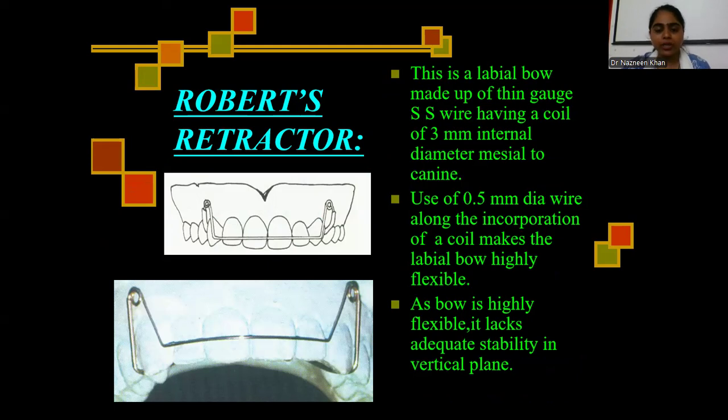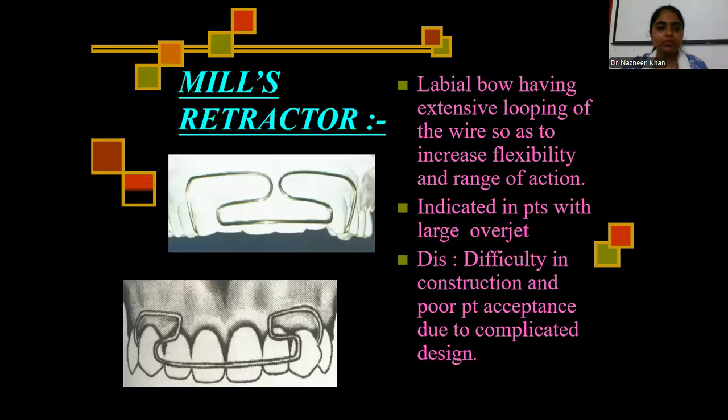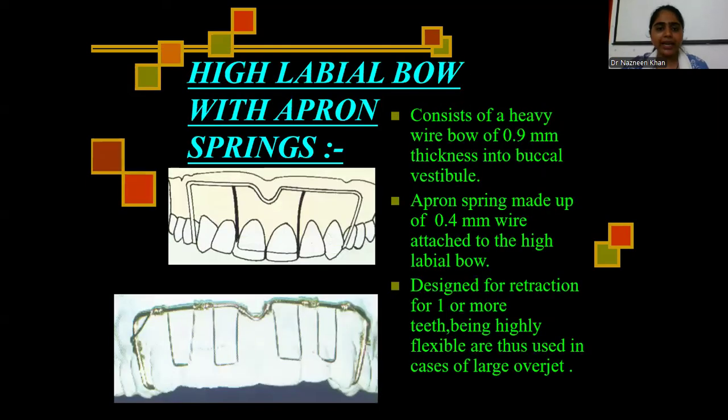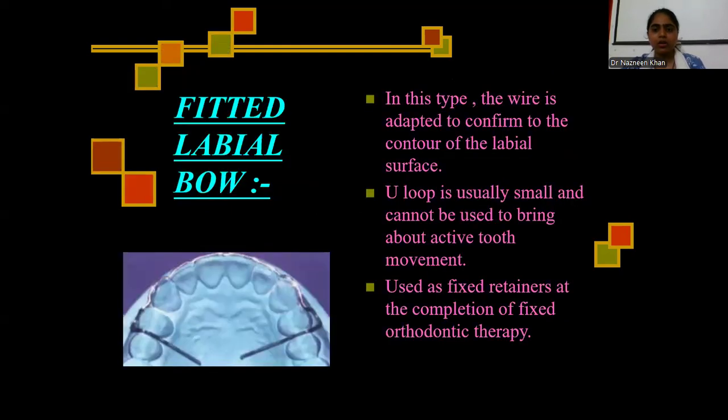along with the incorporation of a coil, which makes the labial bow highly flexible. As the bow is highly flexible, it has adequate stability in the vertical plane. Mills retractor. High labial bow with apron spring. These are not used in patients because of the design, fabrication and unwanted tooth movement. Fitted labial bow.